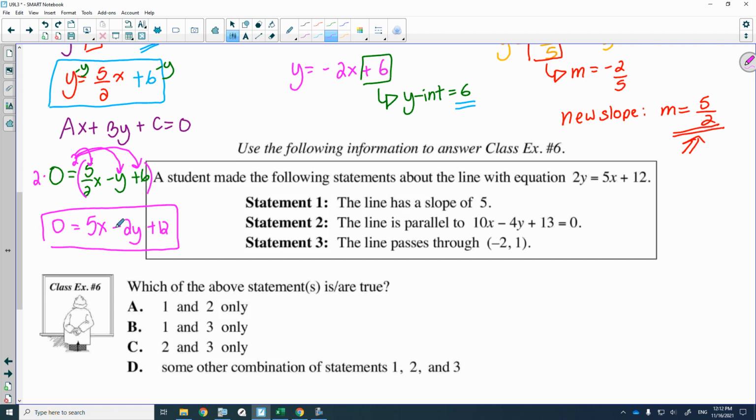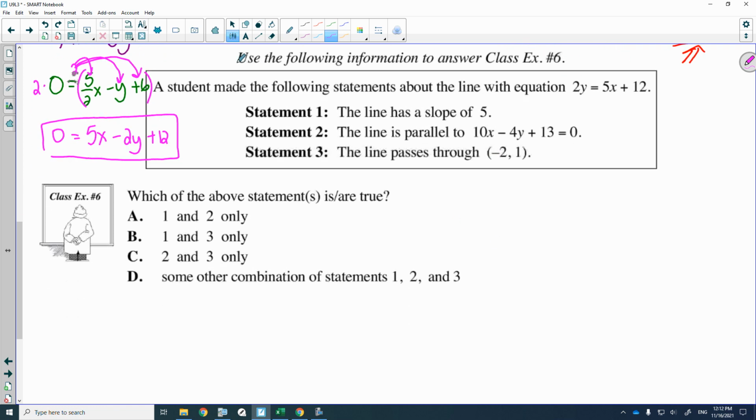Let's look at the last class example. There's one thing that will be new in this one, which is passing through a point, which I'll explain because I put that on the quiz as well. A student made the following statements about a line with this equation. Here's the first thing they said. The slope of this line is 5. So some people would look and say, okay, slope is in front of the x. It is 5. What do you think? Is that true or false?